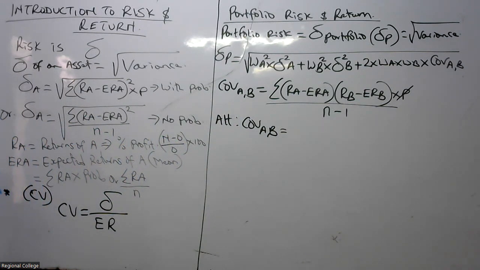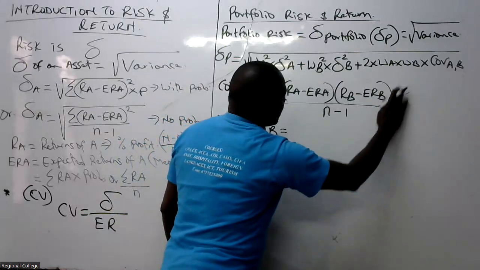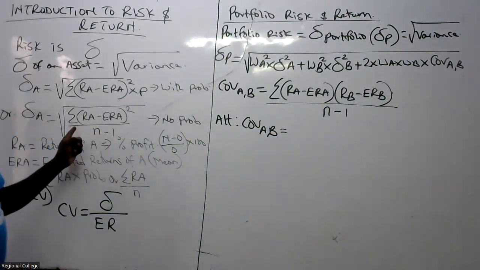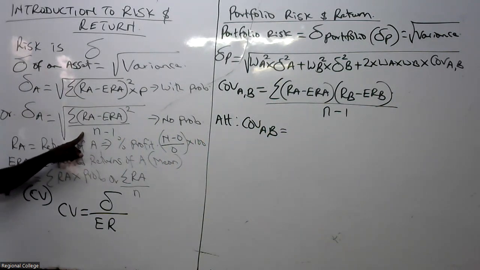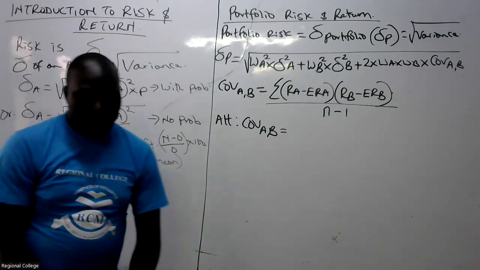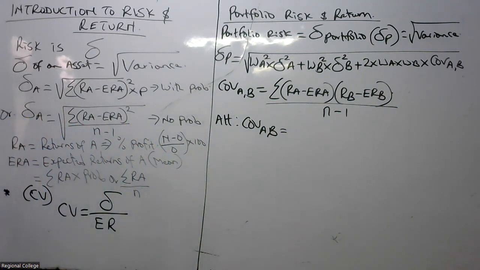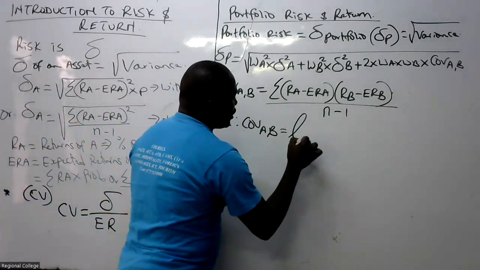We get an alternative formula. The same concept is like this one, with probabilities, without probabilities. So there's an alternative way of calculating covariance. There's something called the correlation coefficient.